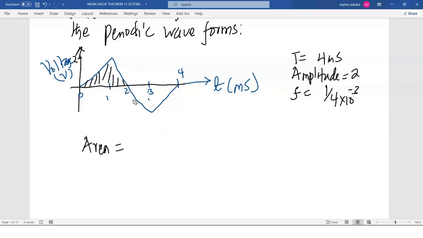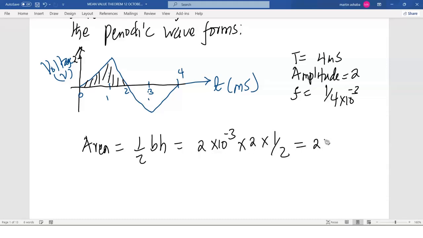Now, area, since that's our major focus, is going to be a half base times height, because this is a triangle, or it is triangular in shape. The base is from 0 to 2, so that will be 2. But remember, it is in milliseconds, so we shall multiply by 10 power negative 3. Then the height is in volts, so times 2 volts, times a half. So the area here will be 2 times 10 power negative 3, and this is in volt seconds.